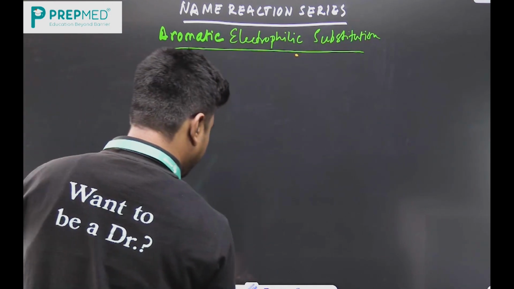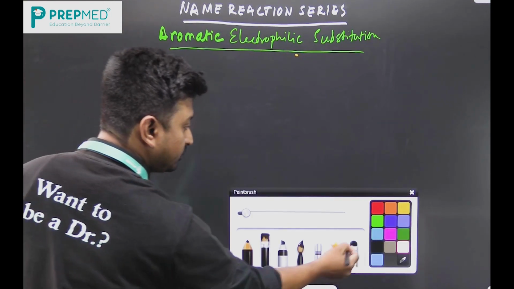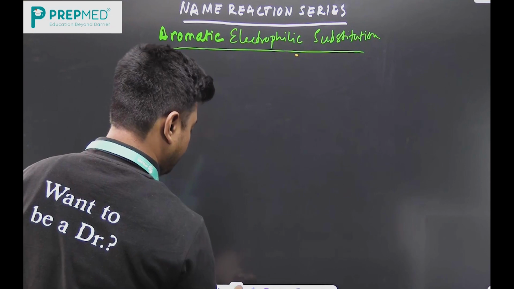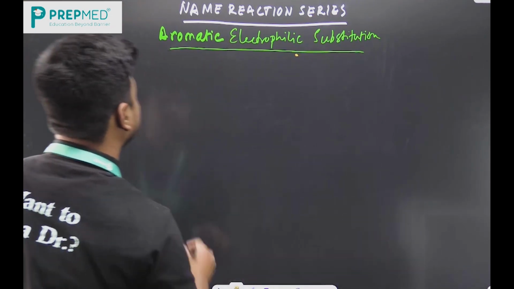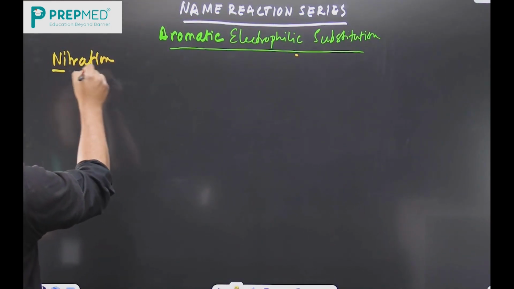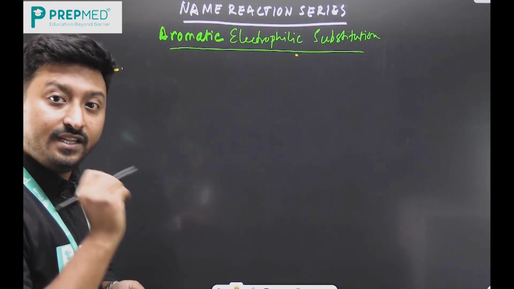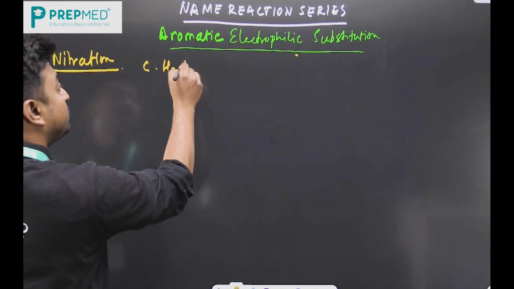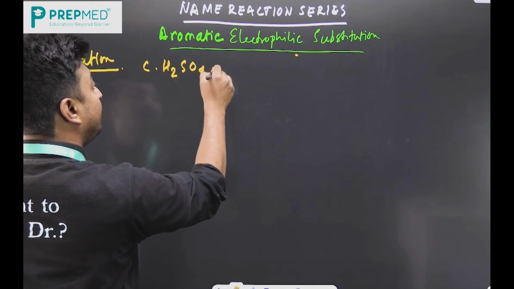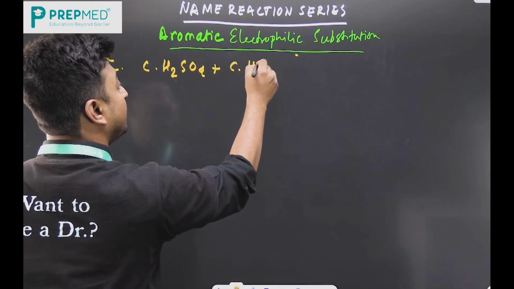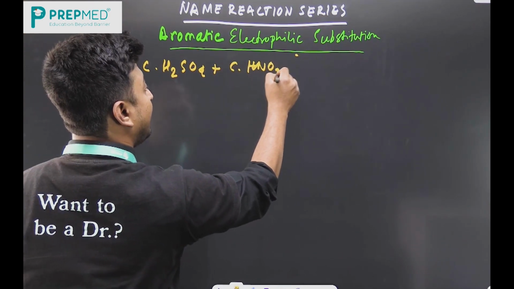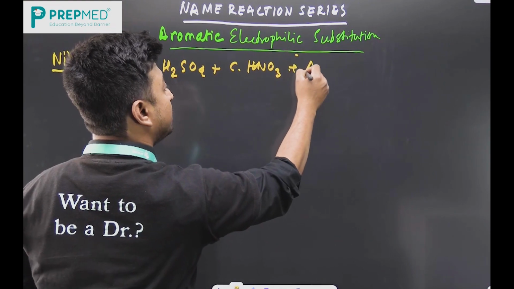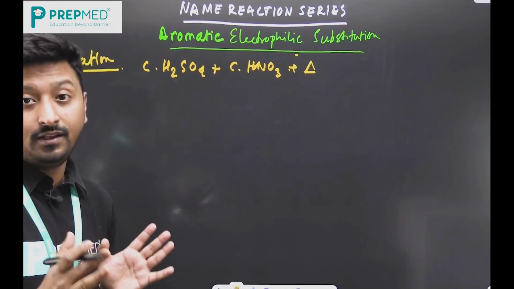Nitration reaction. Okay, in case of nitration, what is the reagent we use? Here the reagent we use is concentrated H2SO4 and concentrated HNO3 and heat. Definitely heat is also one of the very important reagents. We have to heat the system.